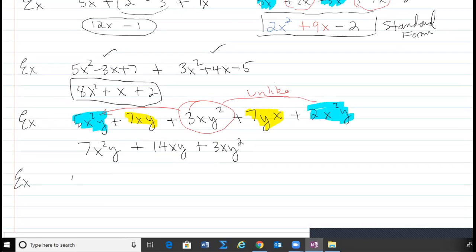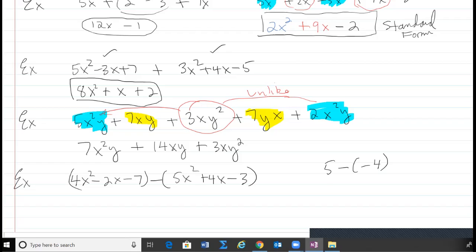Let's try this one. 4x squared minus 2x minus 7, minus 5x squared plus 4x minus 3. So I have two trinomials, subtracting the second one from the first one here. Now that means, as with subtraction with numbers, for instance, if you had 5 minus a negative 4, you would change it to addition of the opposite.